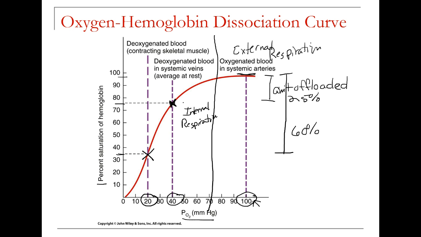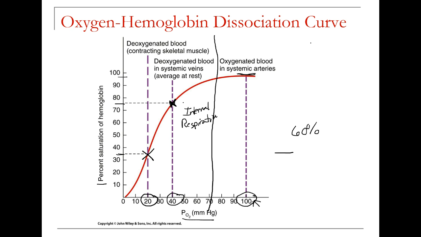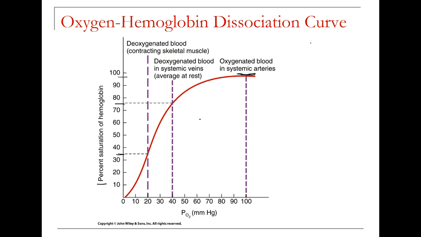Okay, so that's one way you could look at this oxygen dissociation curve, looking at the difference between external respiration and internal respiration. But let me show you a different way that we could look at this. I'm going to erase a bunch of this drawing that I've put on here, and think about this in terms of disease. We're mainly going to focus on the top part of this graph.